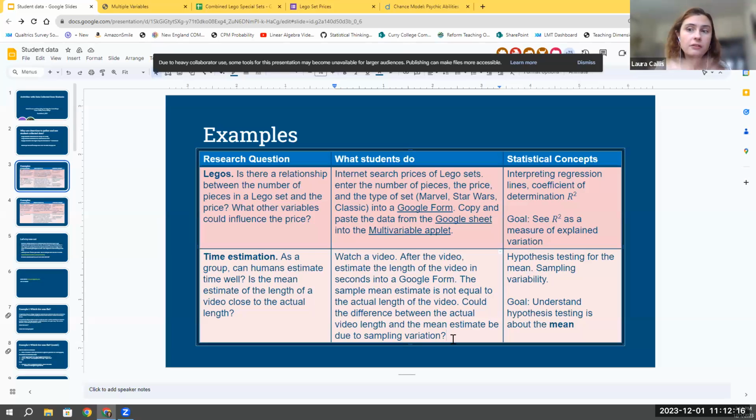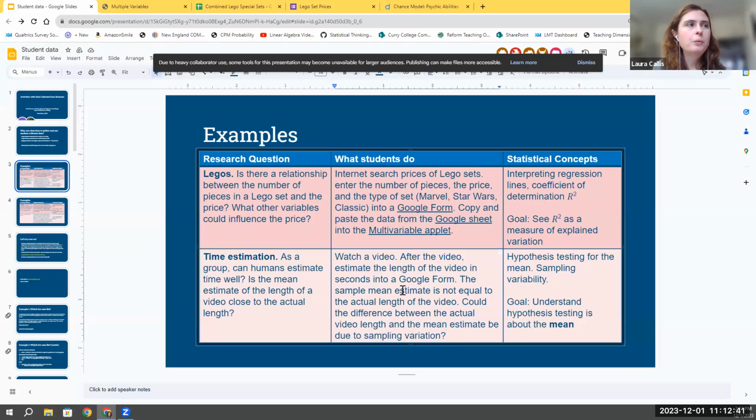But if we talk to everybody in the whole world and got them to estimate the length of this video, could it be that actually the average for everybody in the whole world would be the same as the actual length of that video? And is the difference between our class's average and the actual length of the video just due to sampling variation? Because samples are always different.